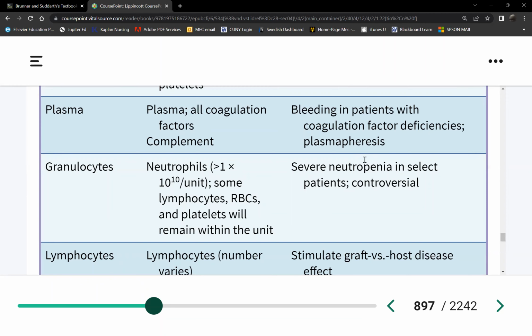So therefore, based on that alone, who will get plasma transfusions? Mostly water, next majority protein. Who gets it therefore? Patients who are low in protein. What else is in there? This is given to patients with coagulation factor deficiencies. So therefore, what's in plasma? Coagulation factors are in there. What else? It's used in plasmapheresis.